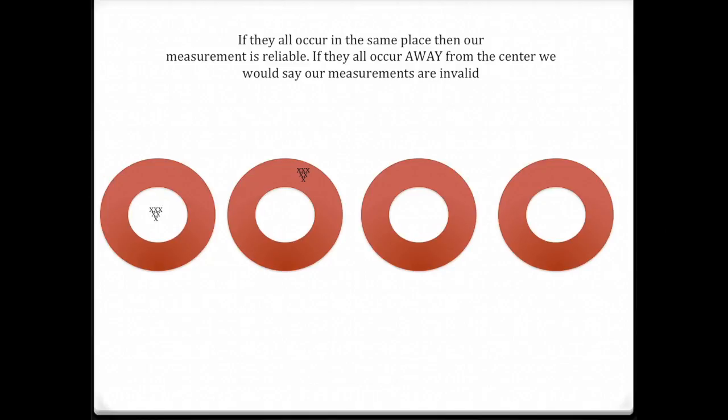If all of our measurements were still to occur very nicely bunched together, then they're still reliable. But if they occur away from the center, which is where we're trying to measure, then we would say that our measurements are actually invalid. They're measuring something different than what we actually want them to measure.